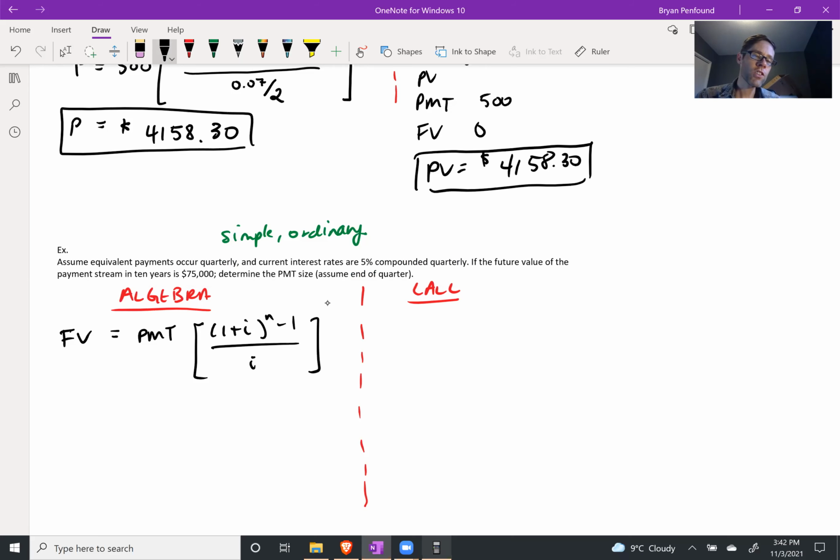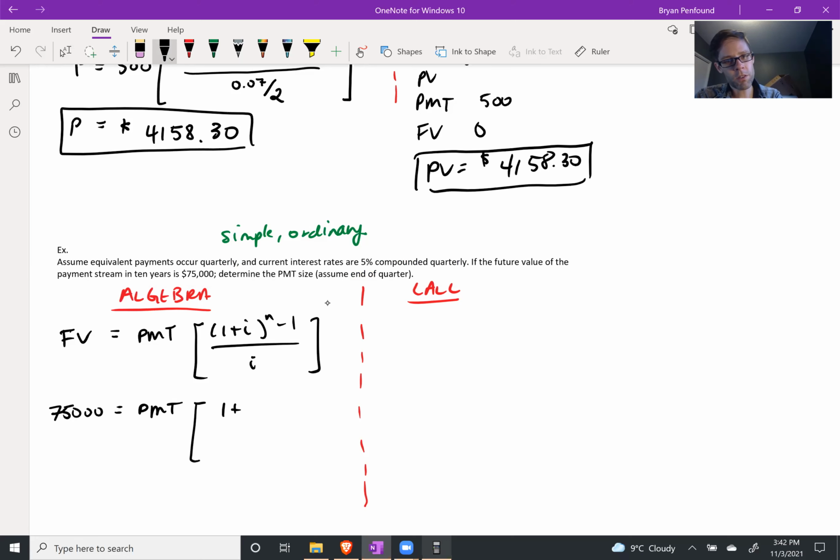I'm given some information about the future value of this annuity, so I'm going to use the future value formula to do my calculation. I know the future value is equal to $75,000. I don't happen to know the equivalent payment size. We're going to actually solve for the PMT.